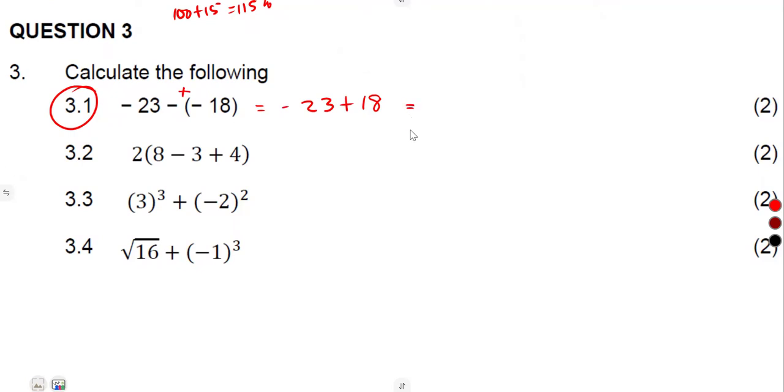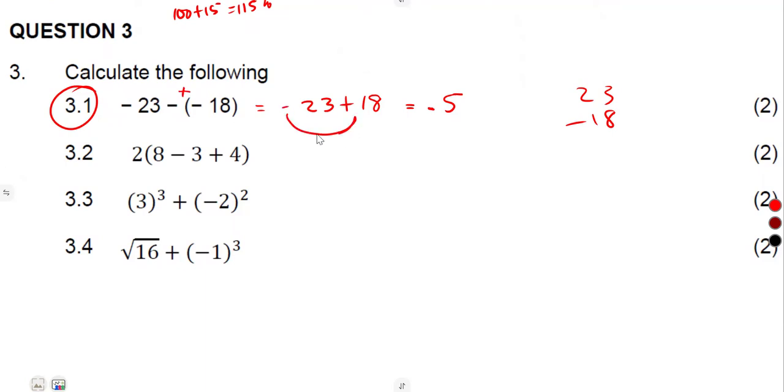Remember, when you are dealing with directed numbers like these, guys, when the signs are different, like what you see here, you subtract the smaller number from the bigger number. So it's 23 minus 18, which is going to give us 5. Then you take the sign of the bigger number.